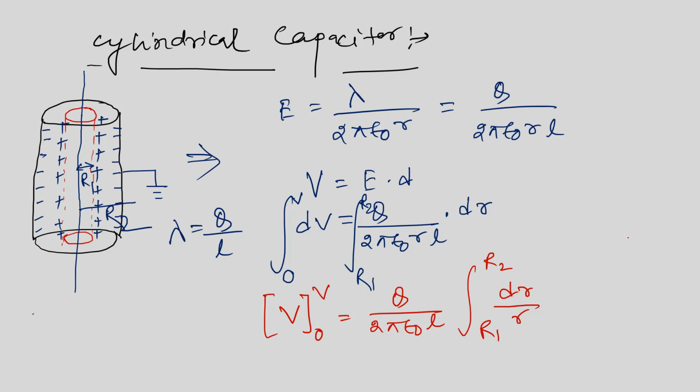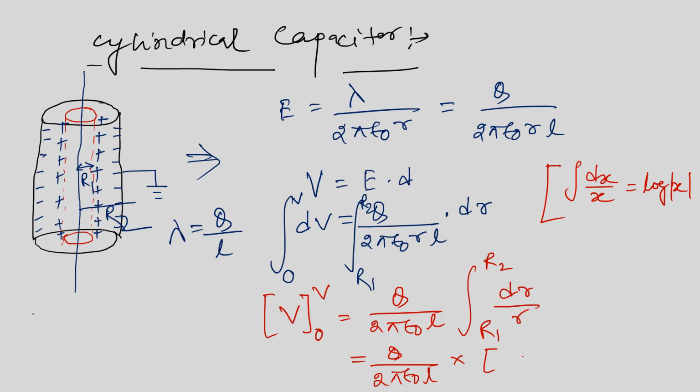Now I just don't know whether I have told you the formula to calculate this integration or not, because there is a formula for this type of integration: the integration of dx by x is equal to log of mod x. So in this case also, I will write down Q by 2 pi epsilon naught multiplied by L, multiplied with dr upon r, which is equal to log of mod r, and the limits will be from r1 to r2, right?